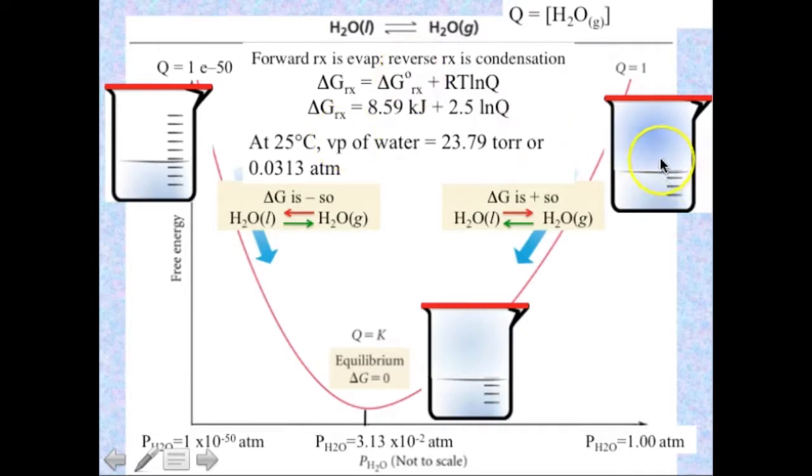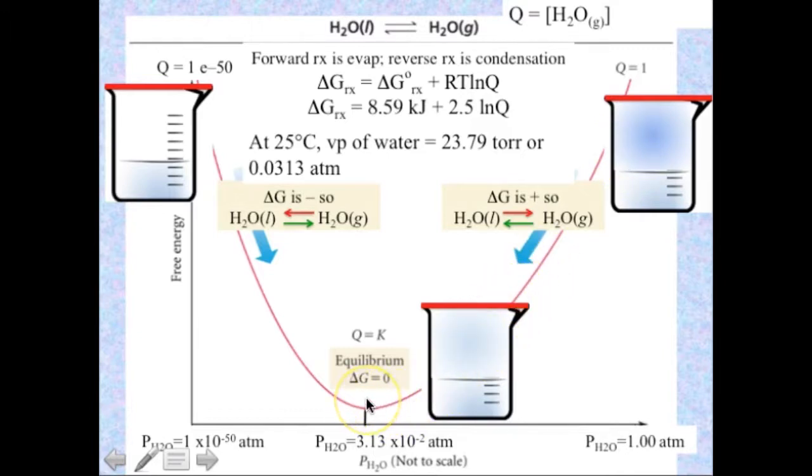On the other extreme, suppose the partial pressure of the water vapor is 1 atmosphere. In other words, Q equals 1. If you plug that in, delta G of the reaction would equal 8.59 plus 8.59 times the natural log of 1. This term would be 0, right? The natural log of 1 would be 0. So this term doesn't exist. So that is a very positive delta G, which means that the reaction shifts from the products to the reagents, and down it would go.